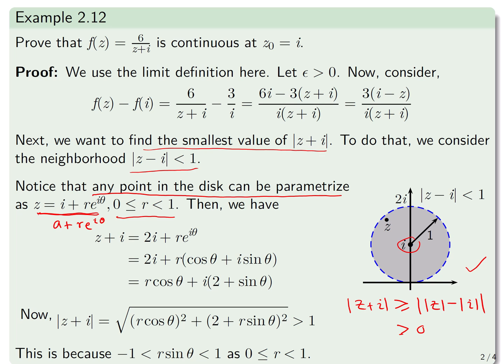Now let's try to evaluate c plus i. So we're going to plug in. When you plug in, you get 2i plus re^(iθ), because there's another i in there. And then you can see it is still difficult to make any arguments with this. What we do, we're going to split e^(iθ) using Euler's identity. We know that e^(iθ) is equal to cosine theta plus i sine theta, or normally called cis theta.